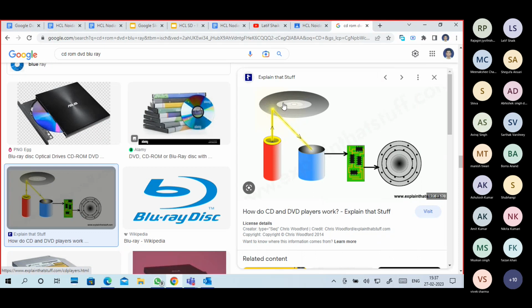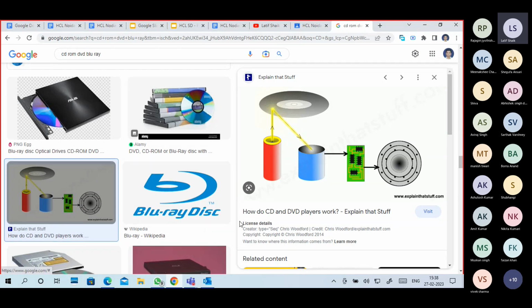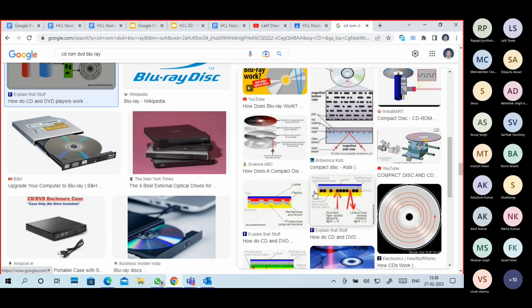Okay. So this is a laser beam. It sends a light. The disc will rotate, so the light touches it and is reflected, and a reflector collects this information and converts it into electrical form. Then we will get the output.